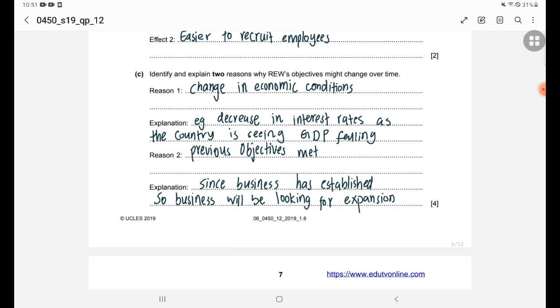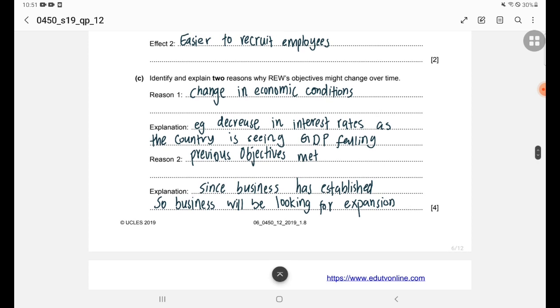All right, so the first reason why an objective of any business, not just REW, to change their objectives or goals is change in economic conditions. This always happens in most countries, especially those with unstable economic growth or economic situation. So the explanation for this is, for example, maybe there's a decrease in interest rates as the country is seeing GDP falling.